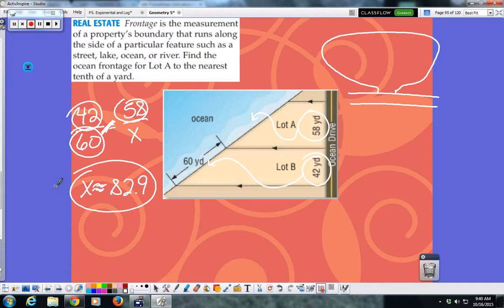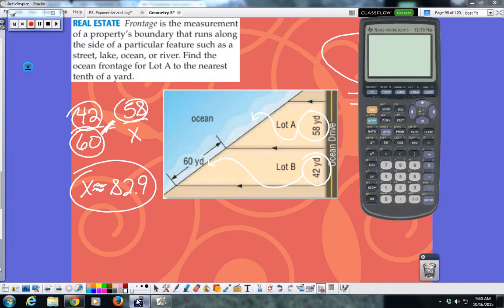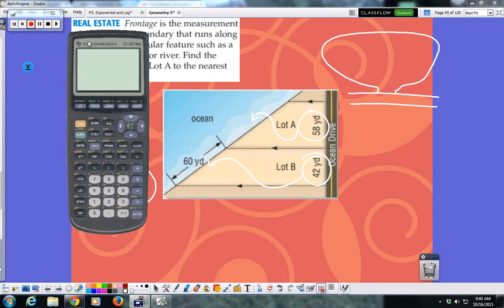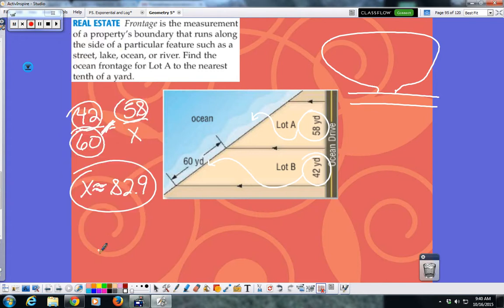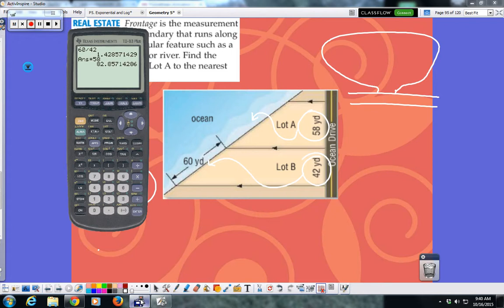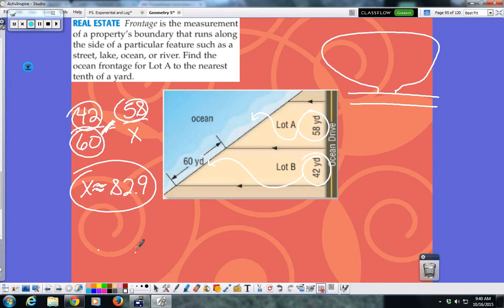And let's try it the other way. Just to keep you up to date on your scale factors here, make sure you know what's going on. If I want to know what I multiply 42 by to give me 60, that means I do 60 divided by 42. So my scale factor there is about 1.42. It's about 1.42 times bigger. So multiply that same number by 58, and you get that same 82.8 something, 82.85, which does round up to 82.9.